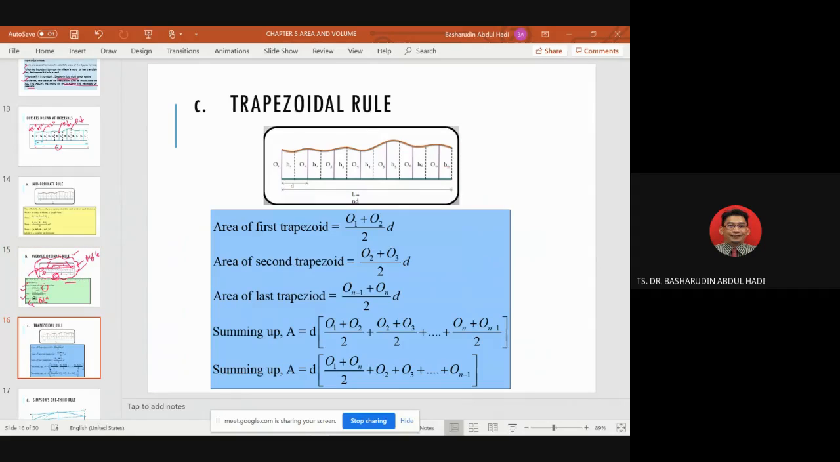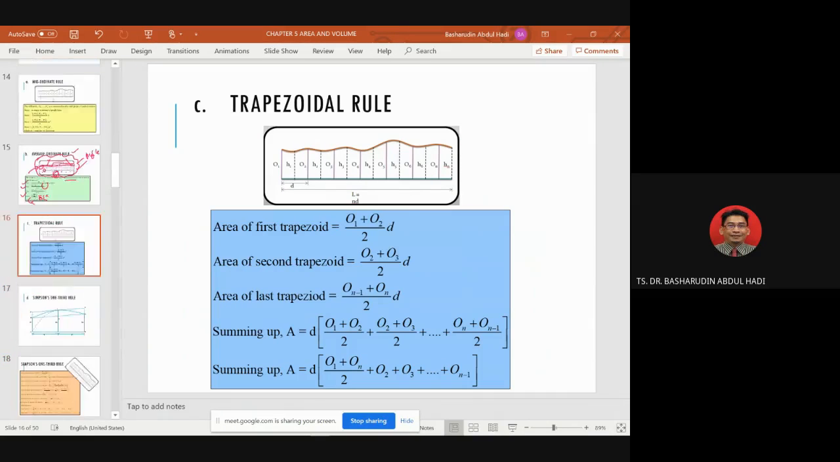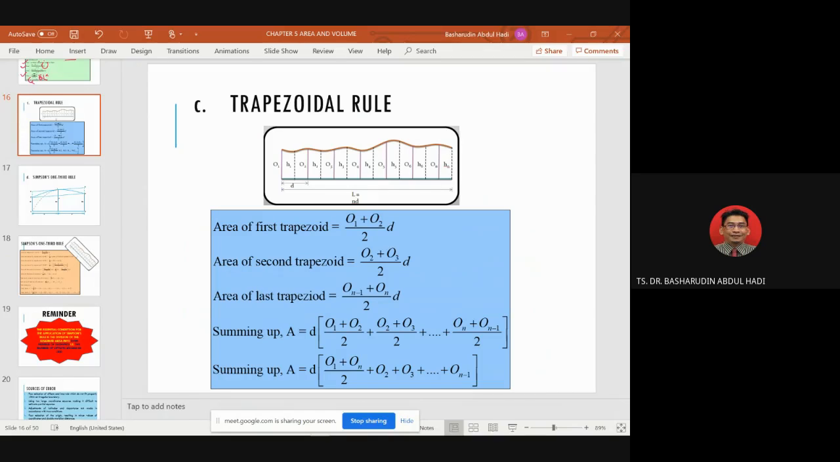So we call it the third method, trapezoid rule. Same drawings, we just change this one. The area of the first trapezoid is O1 plus O2 divided by 2 times D. The area of the second trapezoid is O2 plus O3 divided by 2 times D. And the area of the last trapezoid is ON minus 1 plus ON divided by 2 times D.